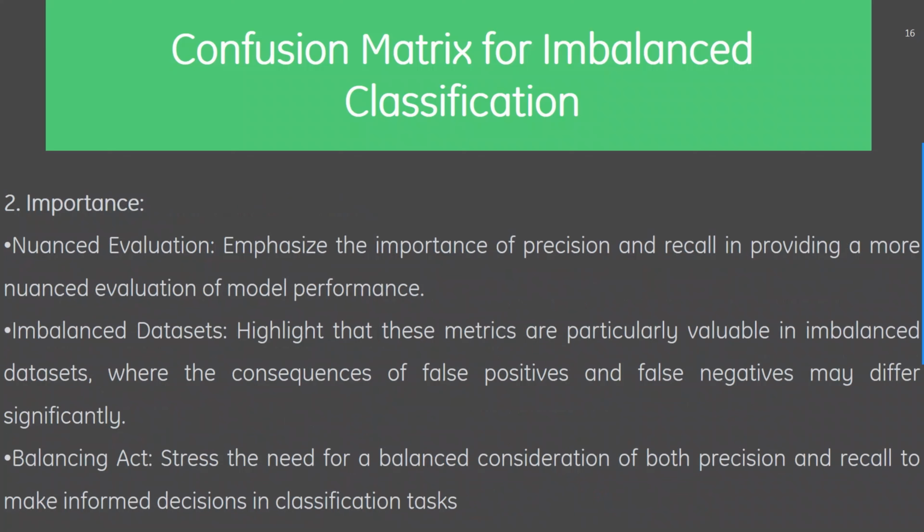Next, we have the importance. Nuanced evaluation emphasizes the importance of precision and recall in providing a more nuanced evaluation of model performance. Then we have imbalanced datasets, highlighting that the metrics are particularly valuable in imbalanced datasets where the consequences of false positives and false negatives may differ significantly. And then we have the balancing act, stressing the need for balanced consideration of both precision and recall to make informed decisions in classification tasks.